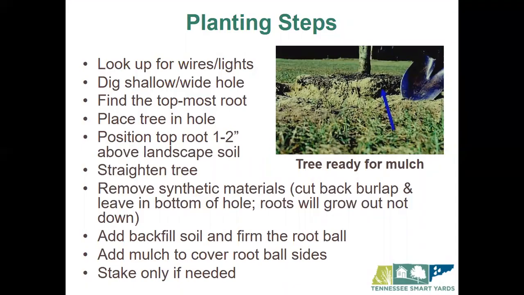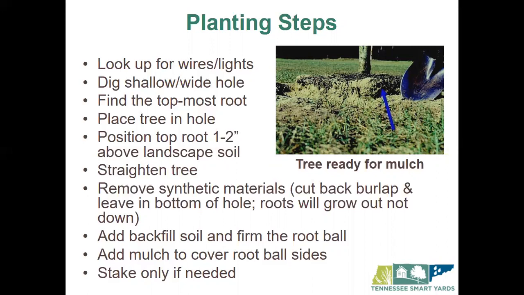Planting steps: when we buy these trees, look for the wires. Dig the shallow hole wide, make sure it's wider. Find the topmost root, place the tree in the hole, position the top root 1 to 2 inches above the landscape soil, and also make sure the tree is straight. If it's crooked, it's not going to straighten itself out over time. Remove any synthetic materials, cut back the burlap, and leave it in the bottom of the hole. Roots will grow out, not down. Add backfill soil and firm the root ball to where it's tight into the soil that's already there.